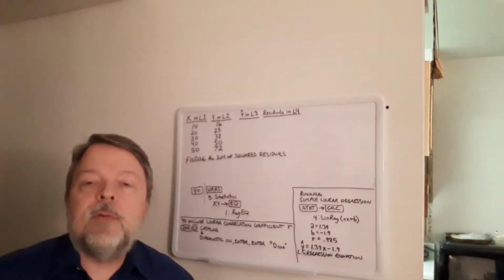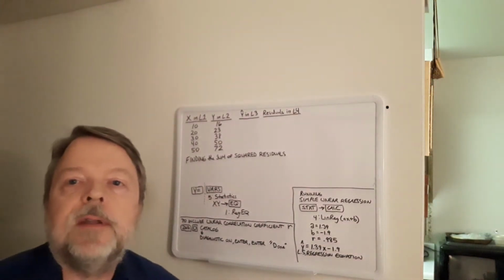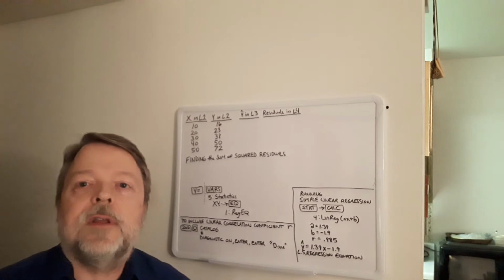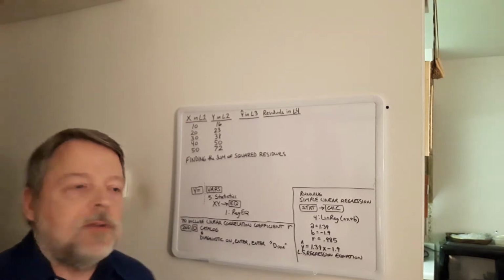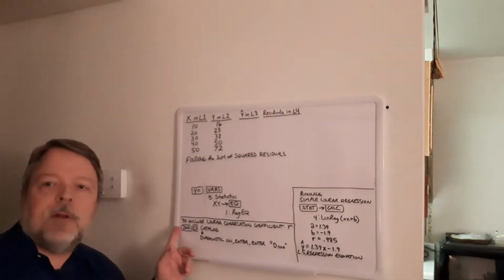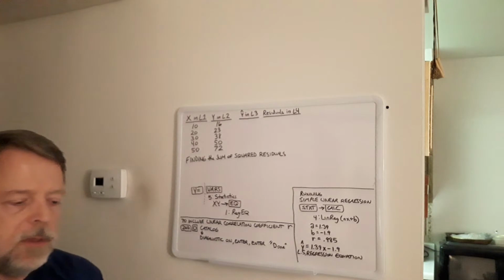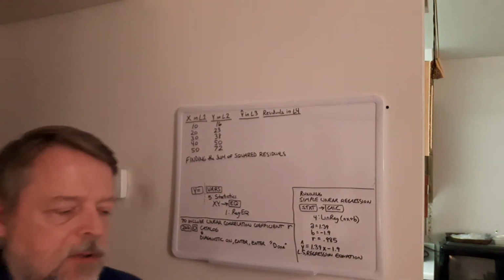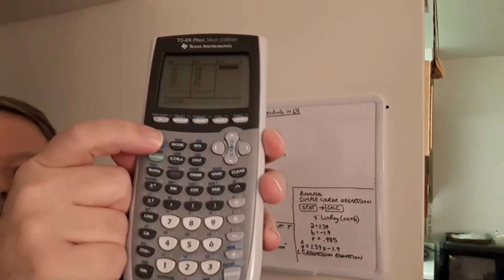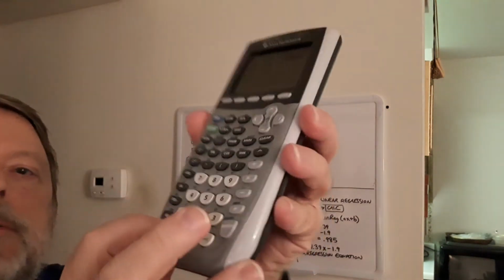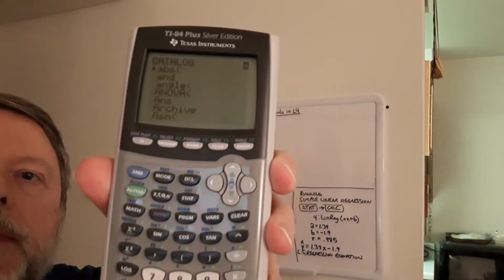Now, when you're doing regression, many times you need to find out what the linear correlation coefficient is. We call that R. And so there's a key sequence you need to do to turn that on your calculator, which I've written right here. To include that value of R, we have to press the second function key, followed by 0. That takes us into the catalog menu.